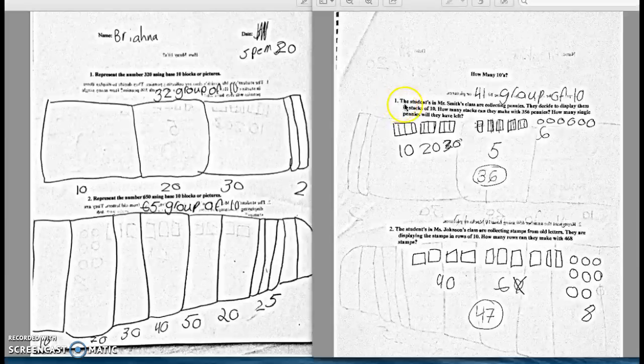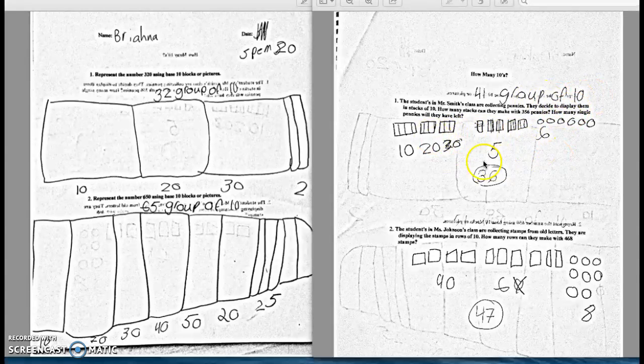The student started on the right track with problem 1, but then once she drew everything out, she just added 30 plus 5 plus 6 to get the 41 groups of 10 that she wrote up here. The student then realized that she made a mistake because that didn't make sense.